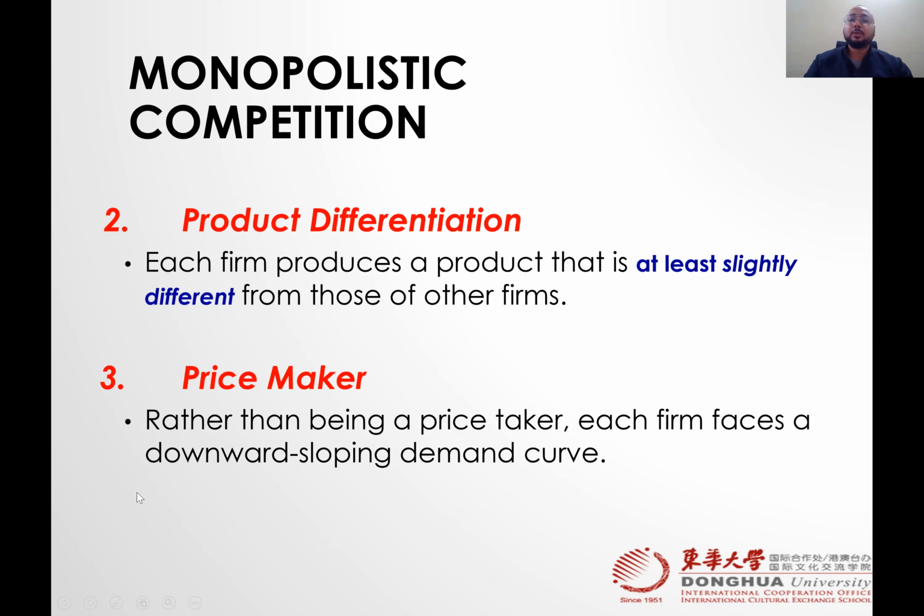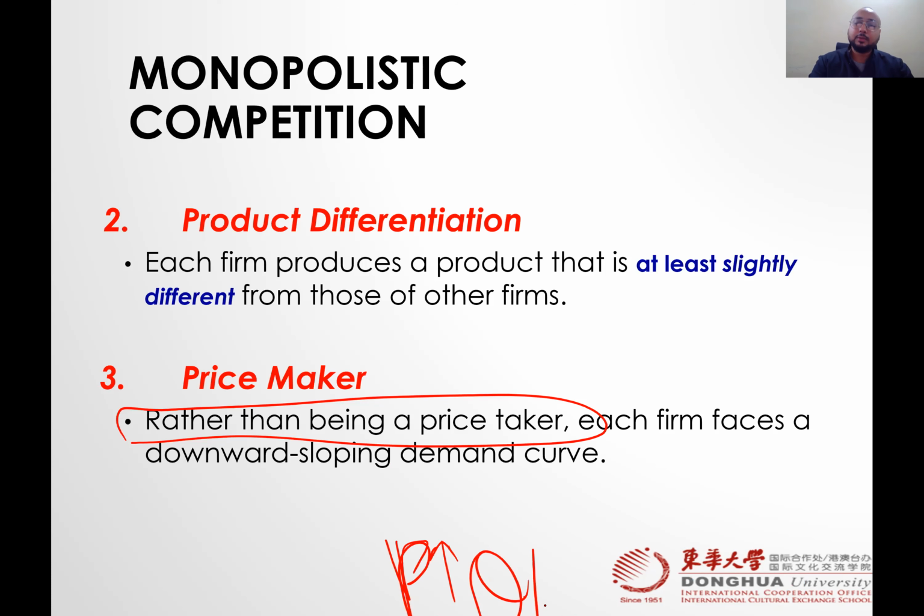Price maker. So rather than being a price taker, each firm faces a downward sloping demand curve. Price maker means that they have to face the law of demand. If they increase their prices, their quantity sold will go down. If they decrease their prices, their quantity demanded is going to increase, right?